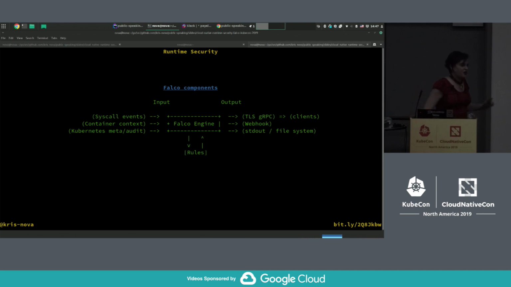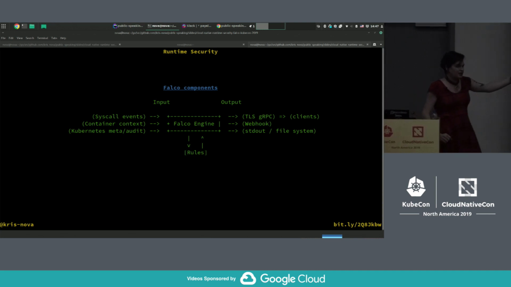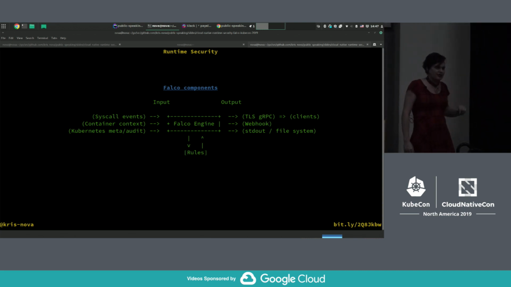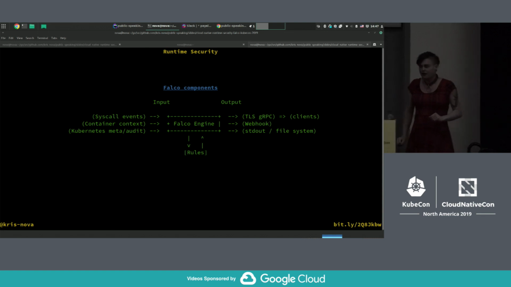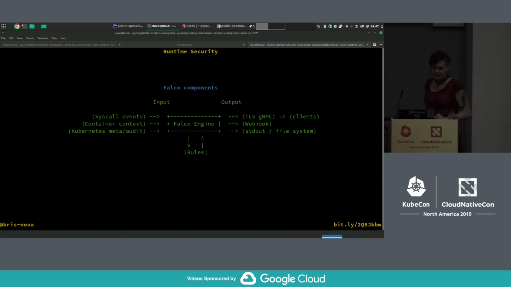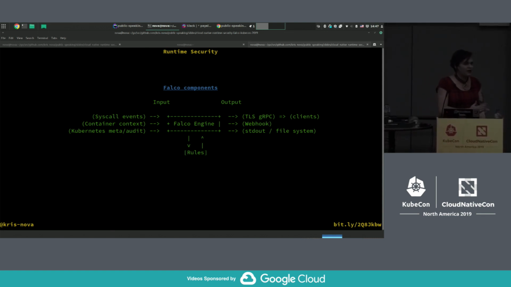We simply assert these input streams against a set of rules. And we're going to look at some of these rules in a moment. And then if one of those rules is violated, we plummet through to an output. And here we have 3 outputs that I put up on the screen, and we have more coming, and there's actually a lot more that Falco can do, but I picked the 3 that I think are going to resonate with you the most.